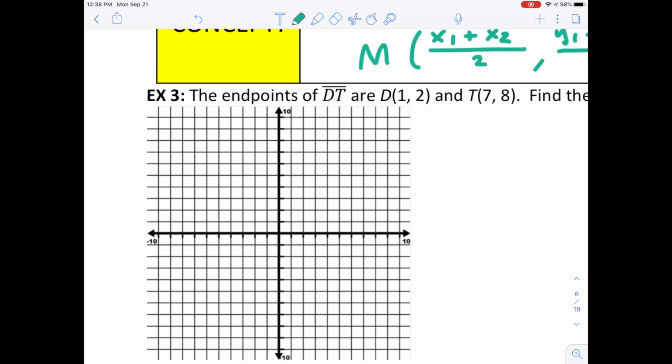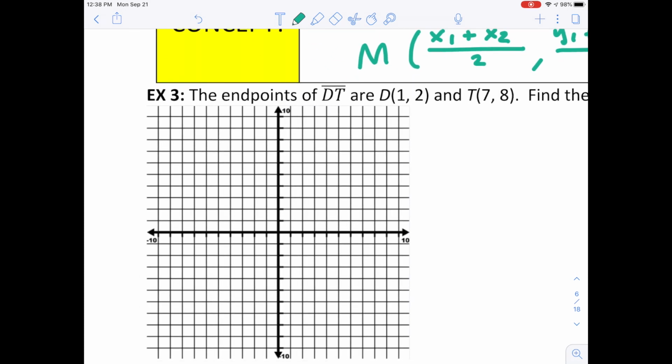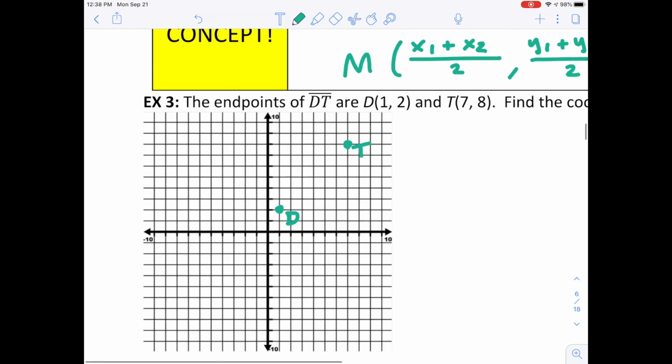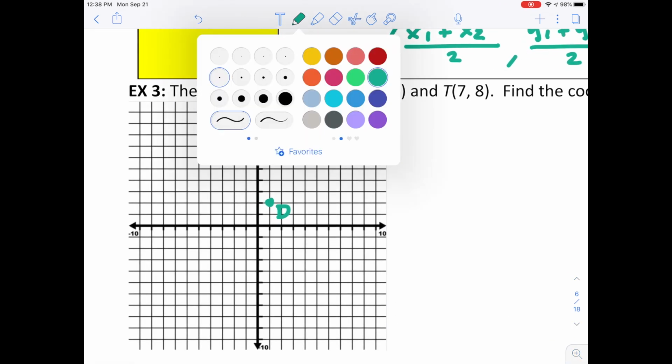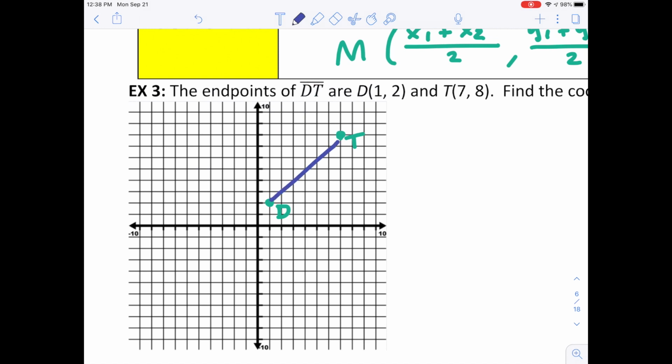So first I'm going to put those on the graph. D is at point 1, 2, and you're going to want to go ahead and just label them, keep everything organized. And then T is at 7, 8. So right 7, up 8. That's point T. And we are told to find the midpoint of this line segment.